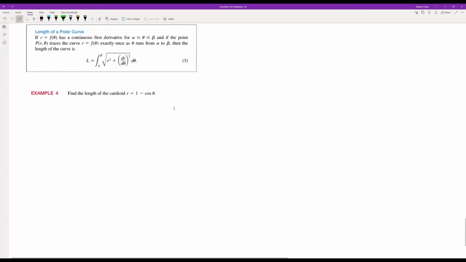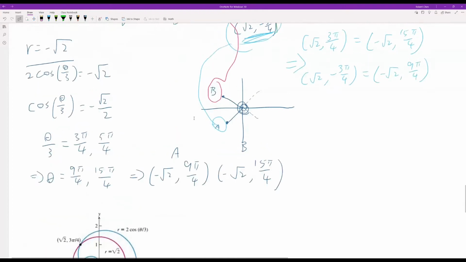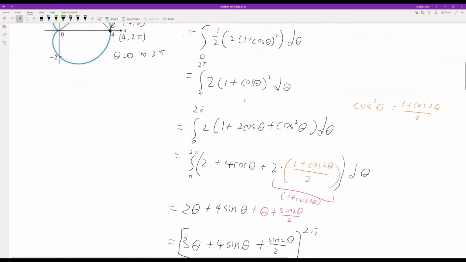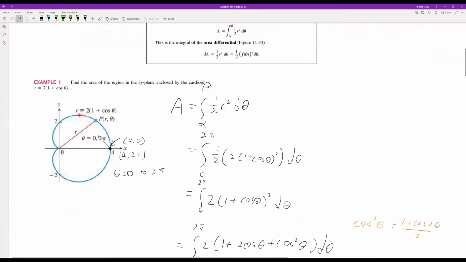Find the length of the cardioid with the equation r equals 1 minus cosine theta. We actually have the graph of the cardioid from earlier, so let's go back to the top, right here. We know that the cardioid makes one full complete graph going from 0 to 2 pi. It starts at 0, rotates, makes the pitch, and then comes back to the same point.